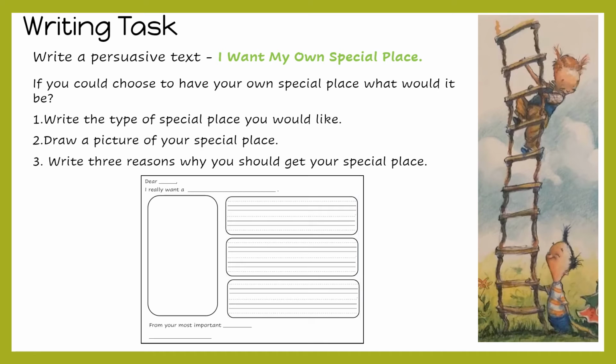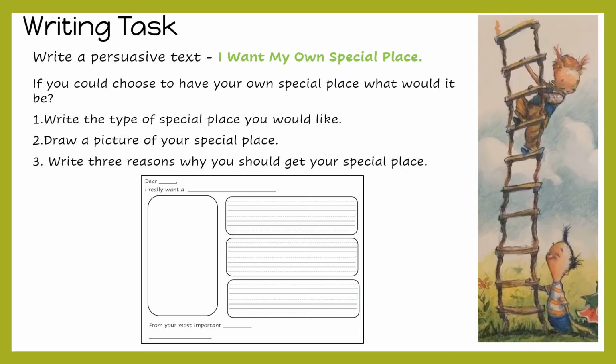You're going to write a letter just like Alex did in the story. So in your letter, you're going to start with dear someone. Now you could write to your mum or your dad or both if you want to. And then the next sentence says, I really want a. That's when you're going to tell them what kind of special place you'd like. Then in the box below it, you're going to draw a picture of it.